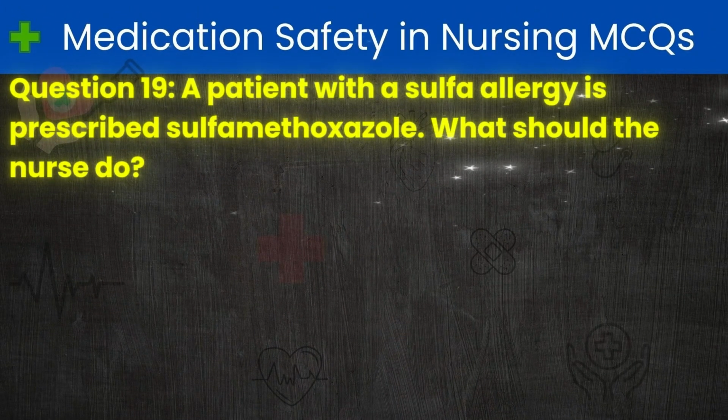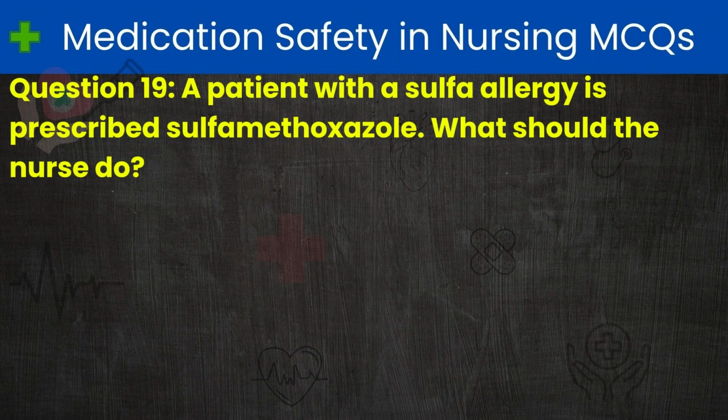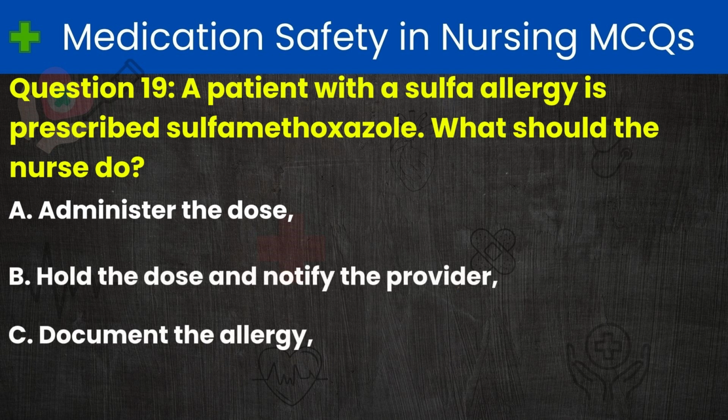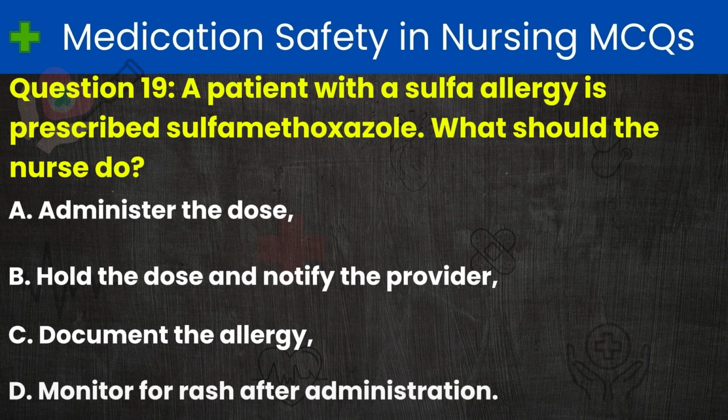Question 19. A patient with a sulfur allergy is prescribed sulfamethoxazole. What should the nurse do? A. Administer the dose. B. Hold the dose and notify the provider. C. Document the allergy. D. Monitor for rash after administration.